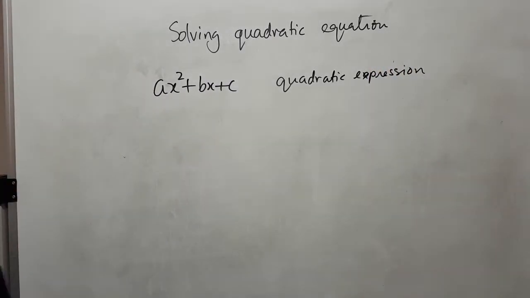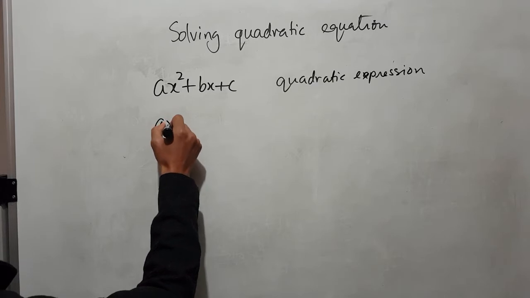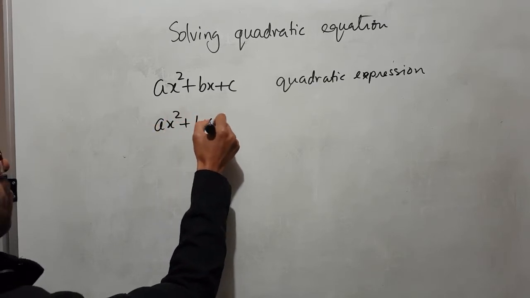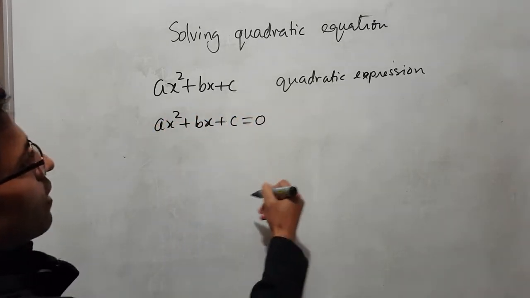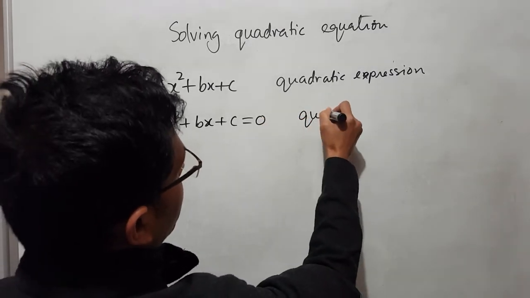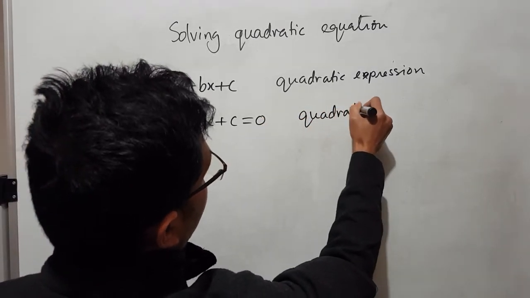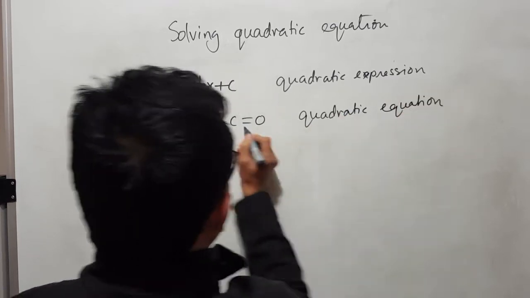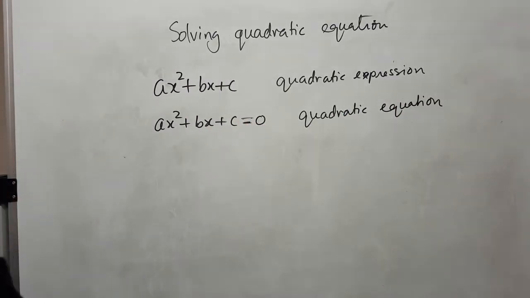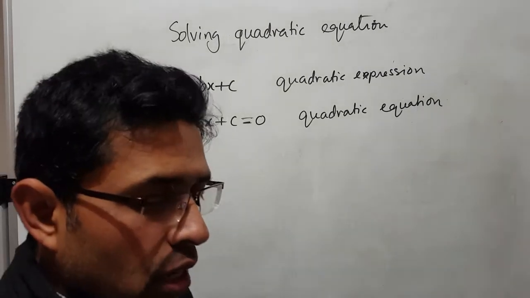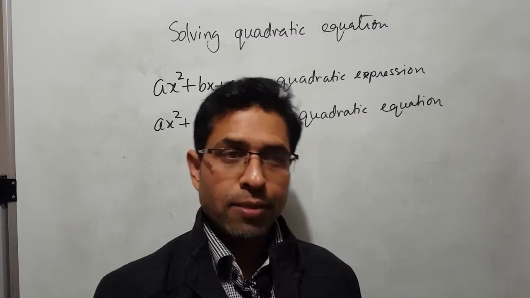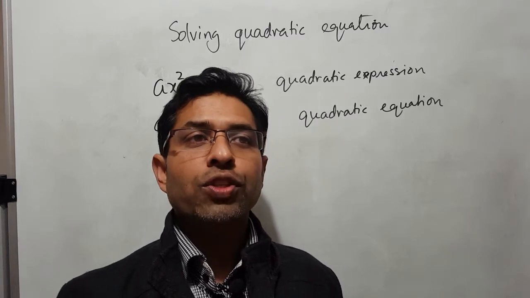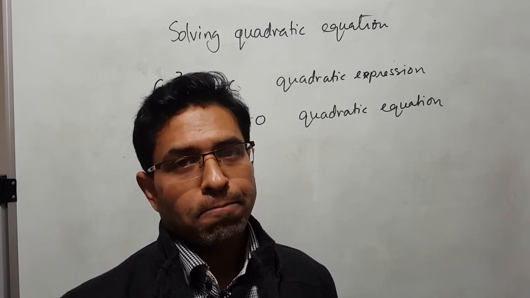Okay, so when we write ax squared plus bx plus c equal to 0, that is known as a quadratic equation. An equation means we have an equal sign in between, with a left side and a right side. That's called an equation. So we need to solve the quadratic equation. What does it mean? It means we need to find the value of x.